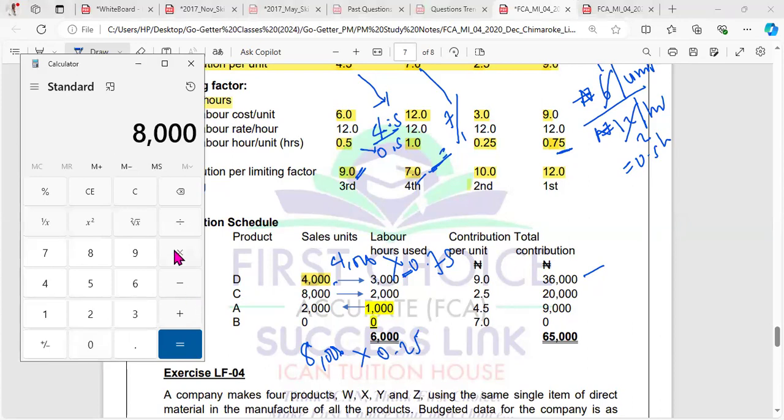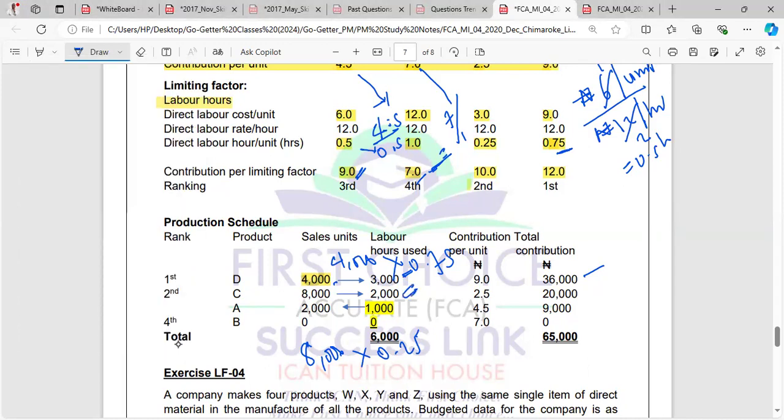8,000 times 0.25 is 2,000. It's less than 3,000, so you can satisfy all of it. So you take all of it. It's going to the forward direction. 8 times 2.5 is 20,000.